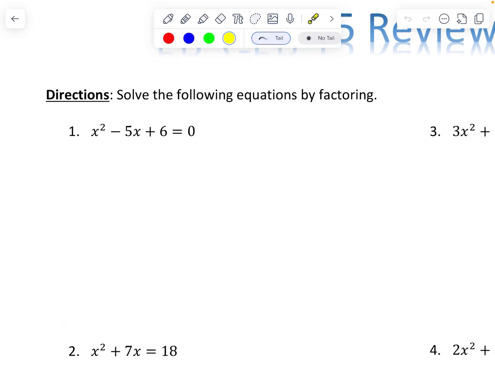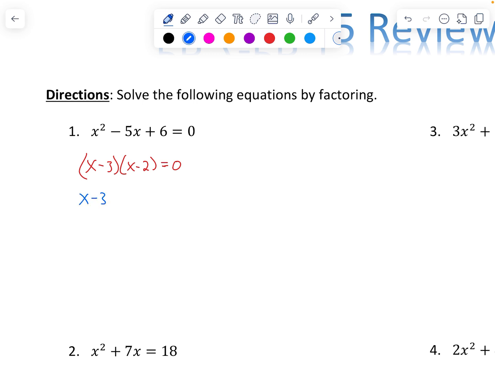When your leading coefficient is 1, you're just looking for two numbers that multiply to get 6 and add to get -5. And so we can double bubble that into (x - 3)(x - 2) = 0, because -3 times -2 is 6, and -3 plus -2 is -5. And then you set each bubble equal to 0 separately and solve.